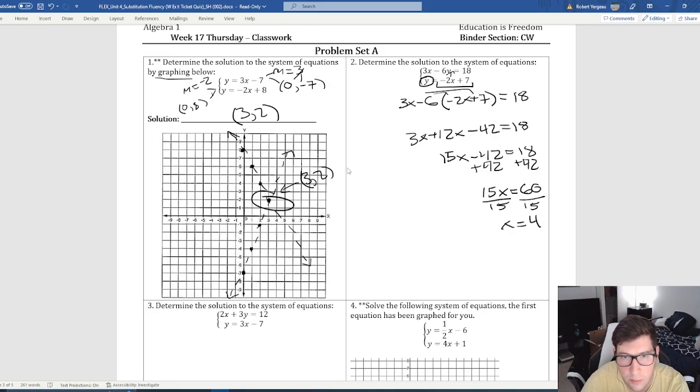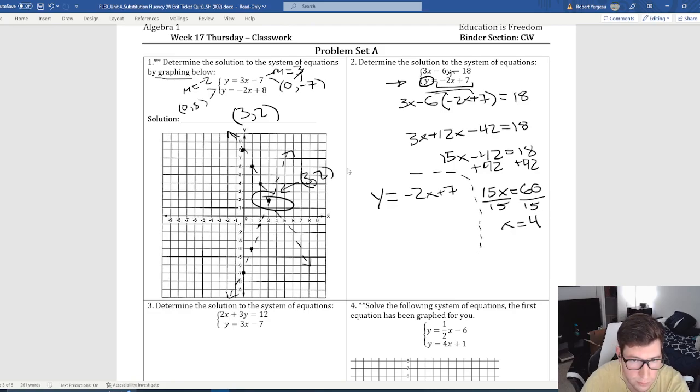I'm going to take this, plug this back in. Remember, when we are looking to plug this back in, we should always use the equation that already has our variable isolated. It's just going to be easier. We don't have to worry about inverse operations. It's going to save us time. And so I'm going to have that y is equal to -2x plus 7. Just carve out a space.